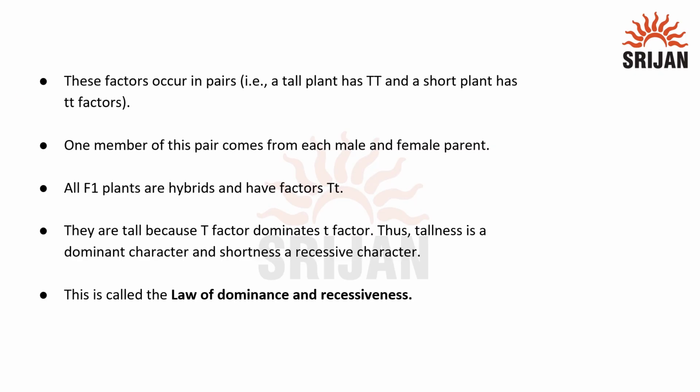He also stated that these factors always occur in pairs, that is, in a tall plant capital T capital T or capital T small t. So you can see they are always in pairs. In the case of a dwarf plant it is small t small t, again in a pair. So one member of this pair comes from each parent, that is, a male parent and a female parent. For example, if this is the characteristic in an offspring, this one comes from a male parent and the other one comes from a female parent. And he also said that all the F1 plants are hybrids and have the factors capital T small t.